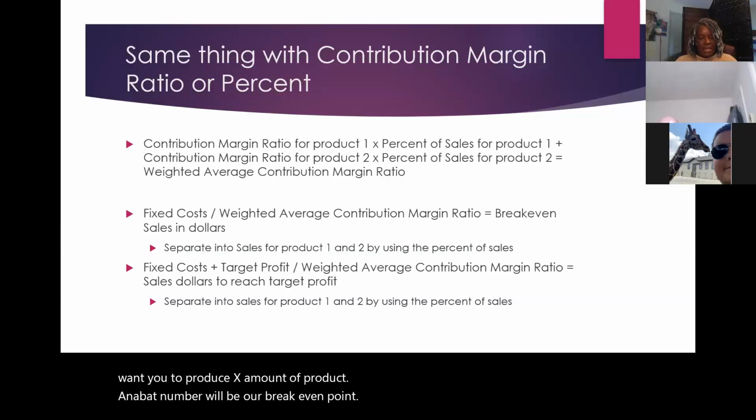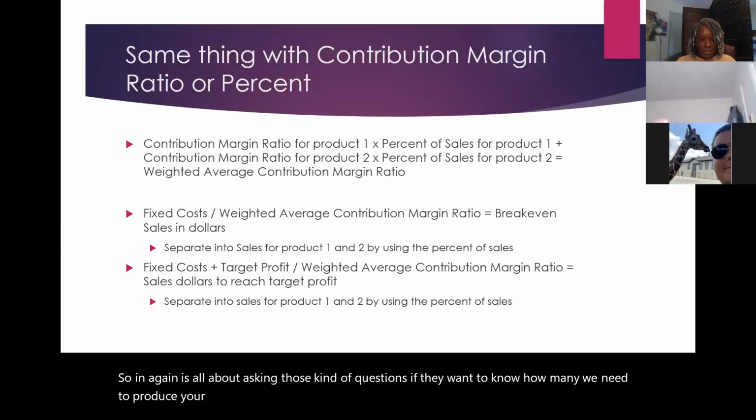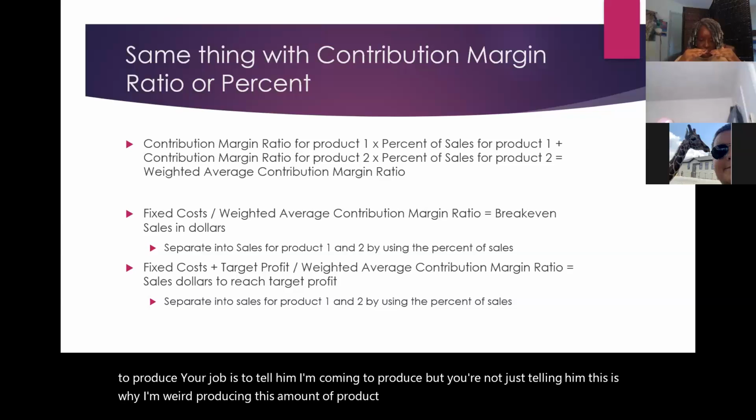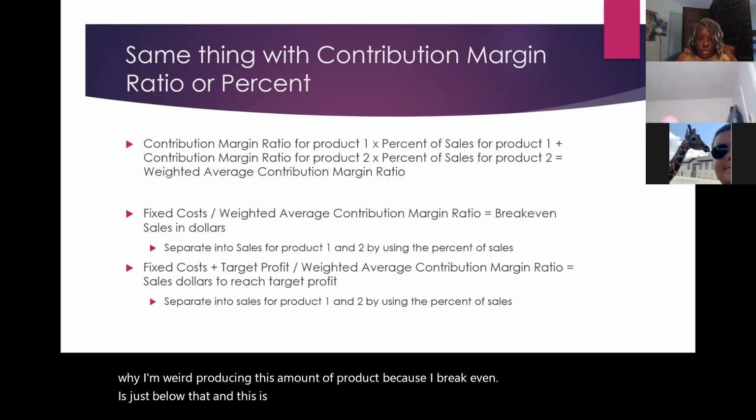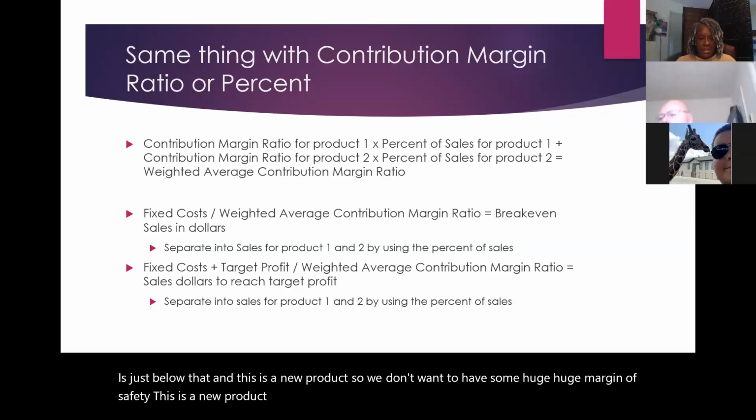Again, it's all about asking those kinds of questions. If they want to know how many we need to produce, your job is to tell them how many to produce. But you're not just telling them, this is why we are producing this amount of product, because our break-even is just below that. And this is a new product, so we don't want to have some huge margin of safety. This is a new product that's relatively untested in the marketplace. So we're taking a risk putting it out on the market.